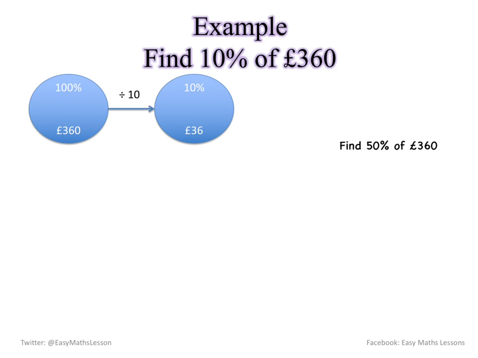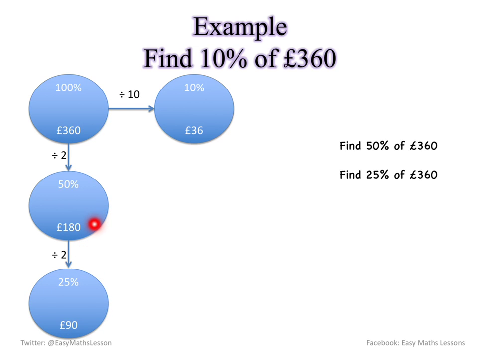Another question could be find 50% of 360. Now remember what I said, when I go across, I divide by 10. When I go downwards, I need to half it. So because I want to find 50% and half of 100 is 50, I'm going to half my amount. So half of 360 is £180. Well, if I want to find 25% of 360, I can just half it again. So because I'm going downwards, I would be halving it again. And half of 180 is £90.